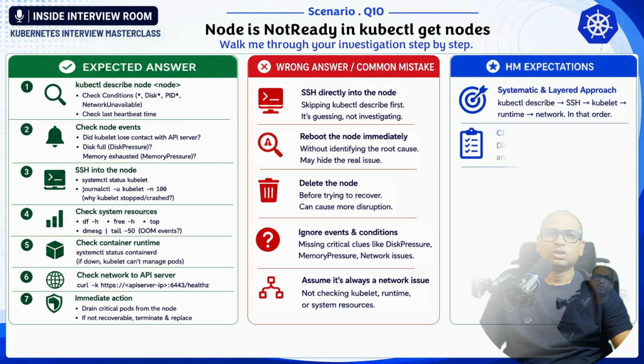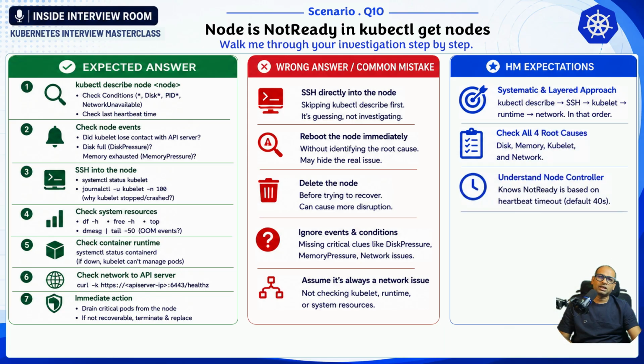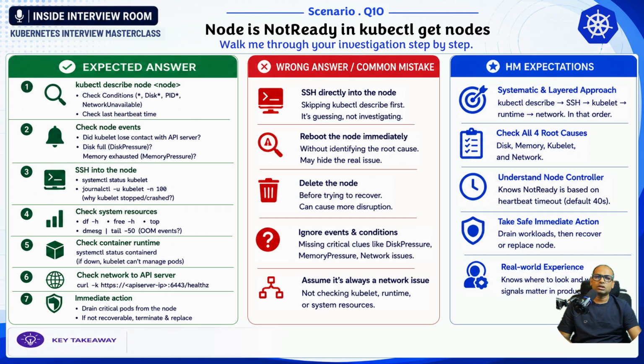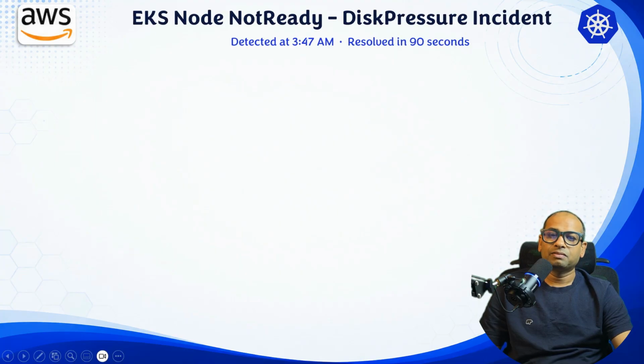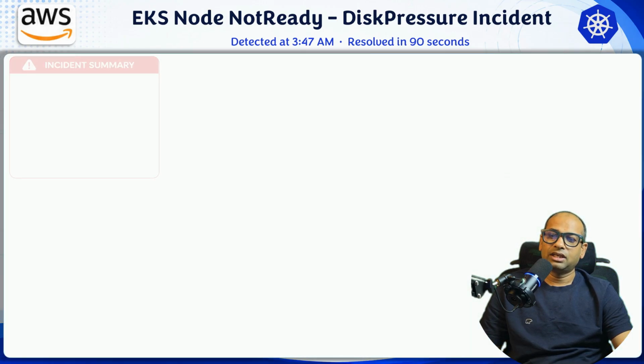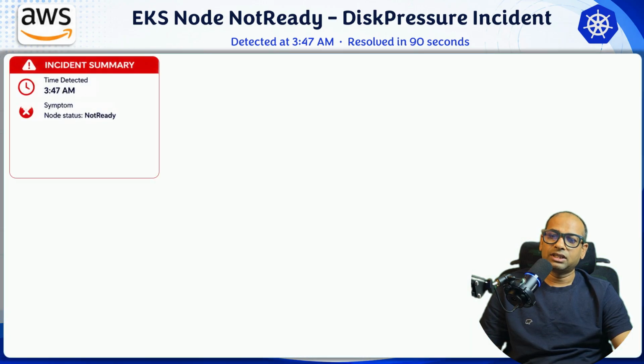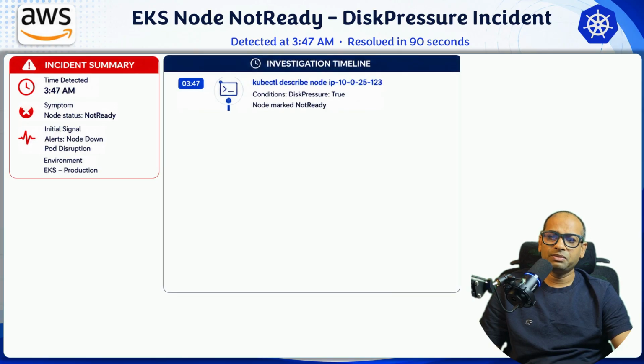So whenever you get such scenarios, you have to troubleshoot thoroughly, not just restart or reboot the node. Real-life production scenario: detected at 3:47 a.m. and resolved in 90 seconds. Incident reported at 3:47 a.m. Initial signal: alerts, node down for disruption. Environment: production. What is the investigation timeline?